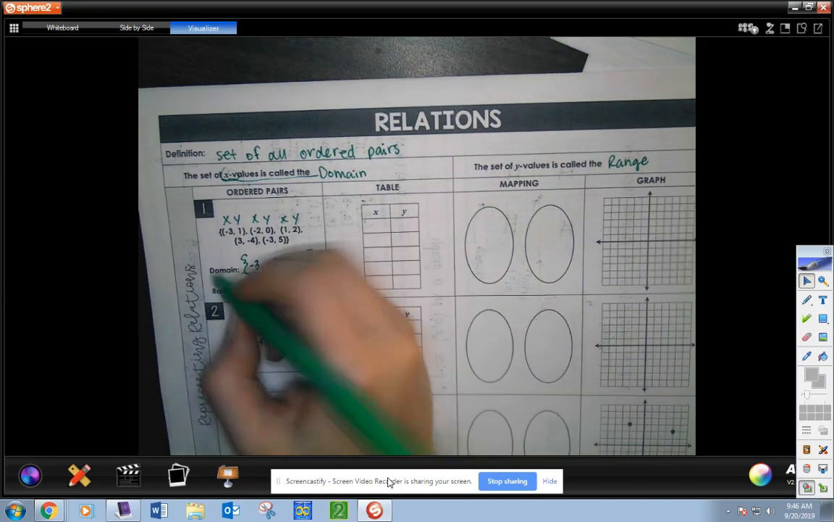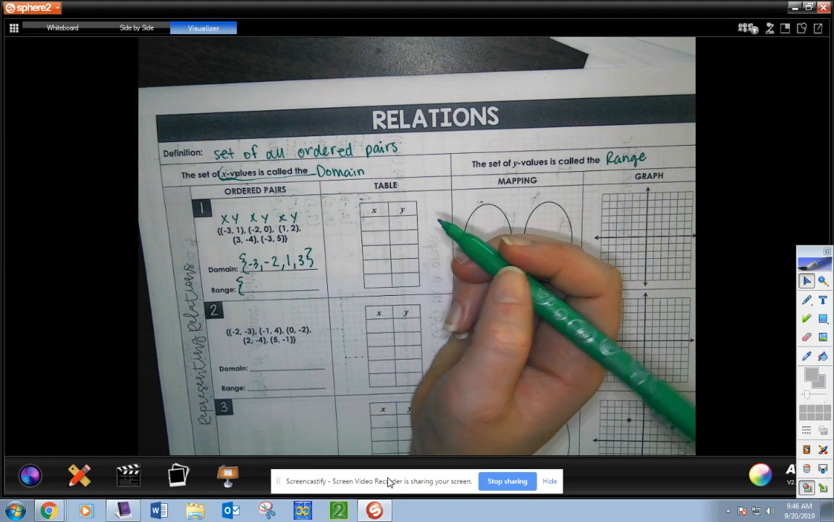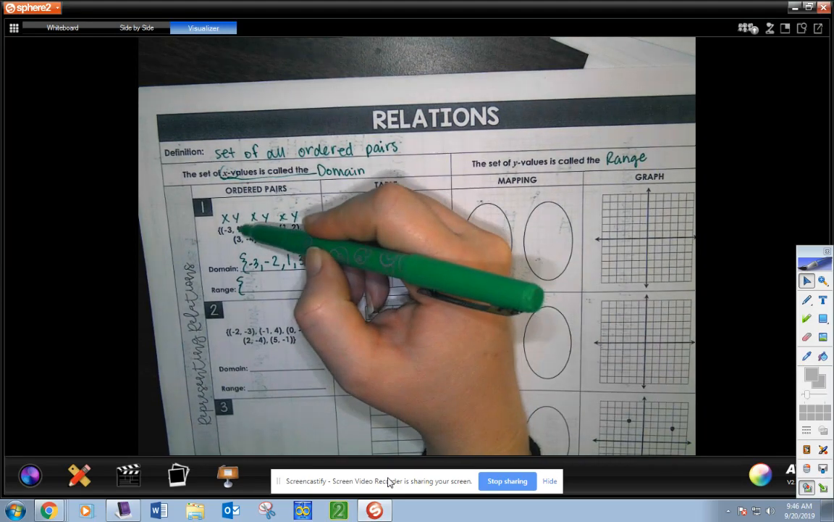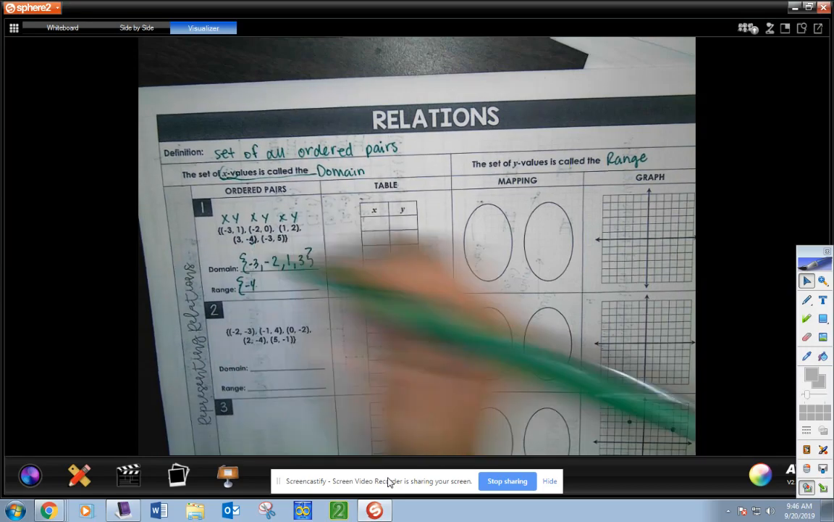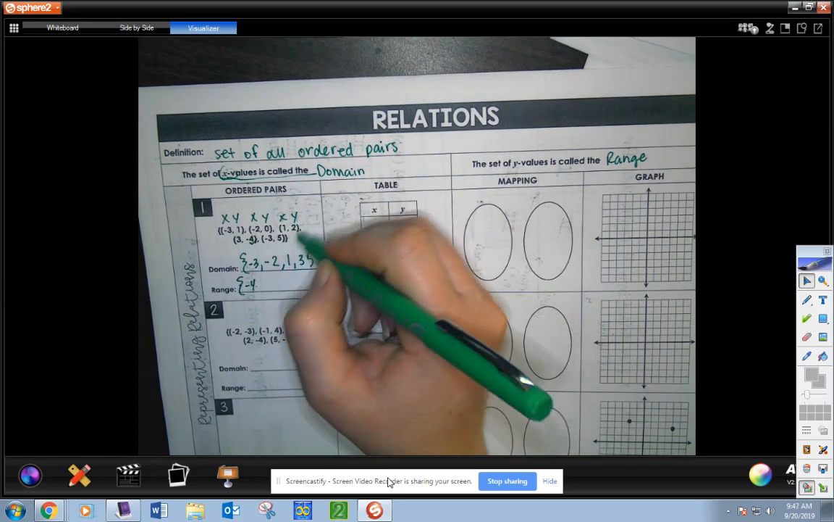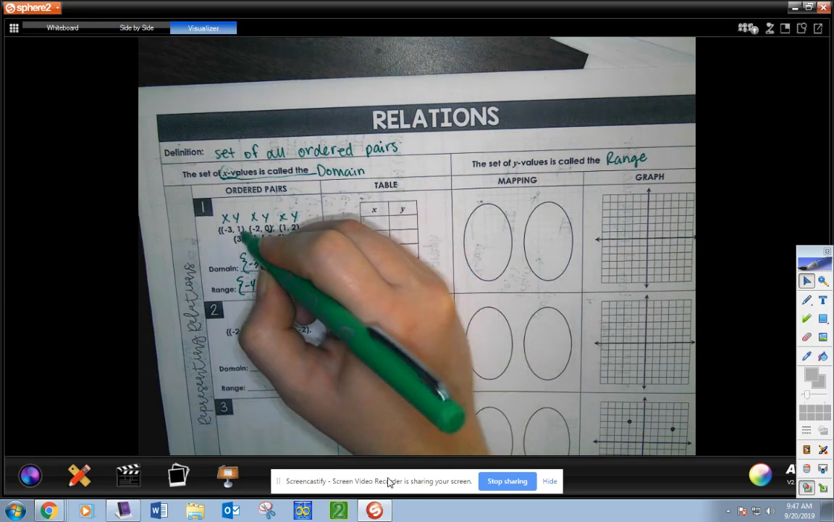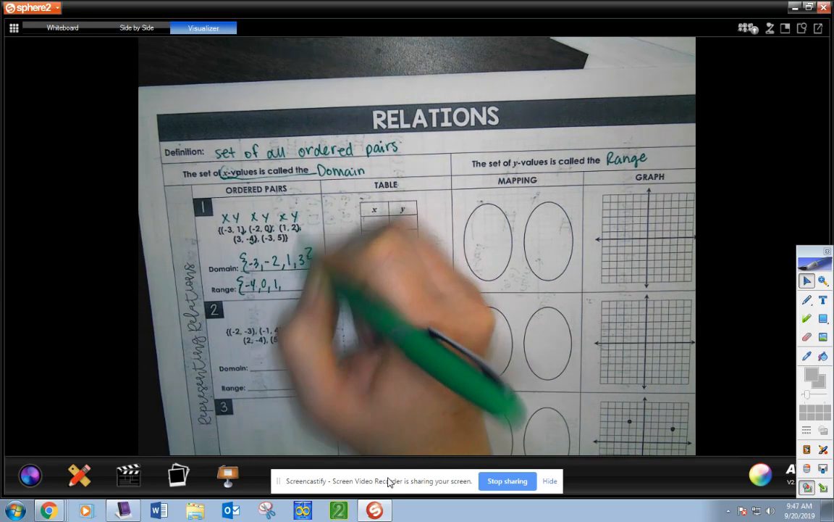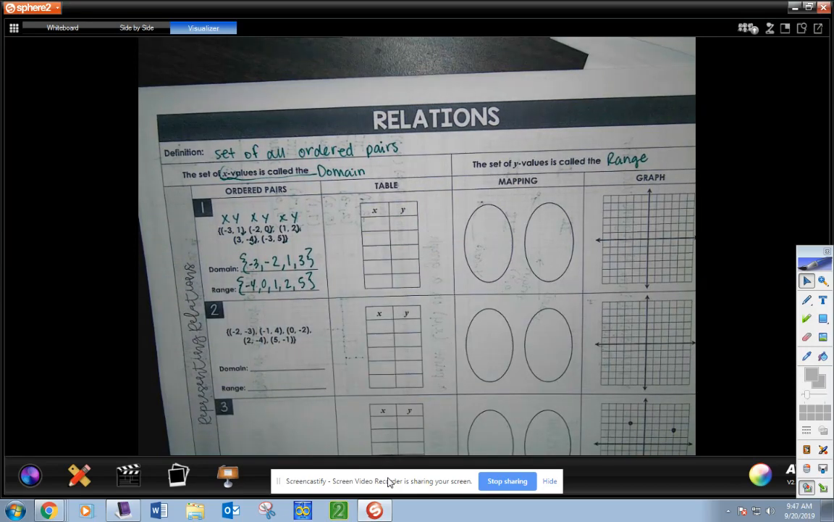Now, for your range, we're going to do the exact same thing, except we're going to list the y's. I have to start with the smallest y. 1 is not the smallest. -4 is the smallest, so I'm going to check off that I did -4. Okay, the next smallest that I see is 0, and then I see 1, and then 2, and then 5. Close it off with a bracket because it's a set.